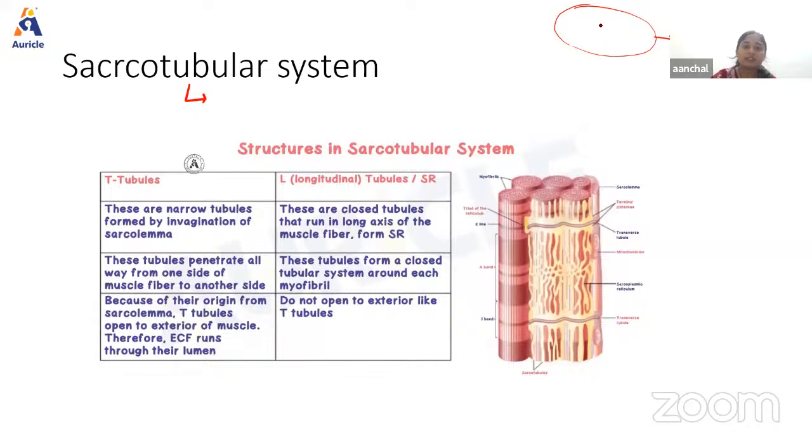Anyone can answer? Fauziya, Jayendra? The cytoplasm of muscle is known as, Kavya, any idea? It is known as sarcoplasm.